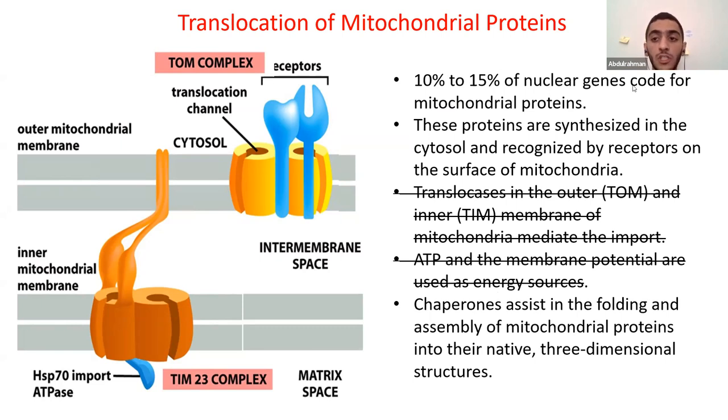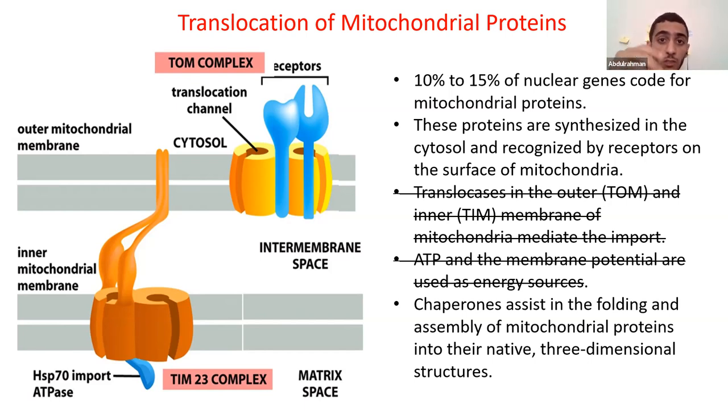10 to 15% of nuclear genes code for mitochondrial proteins, because the mitochondria itself has its own DNA to make its proteins. That's why most of the proteins of the mitochondria will be made by the mitochondria itself. However, some of the proteins will be taken in from the nucleus. Now these proteins will be recognized; again, they're going to have the signal. And this signal will be recognized by specific receptors. The key difference here is that the receptors, unlike, for example, in the nucleus or in the endoplasmic reticulum pathway, are not found in the cytoplasm.